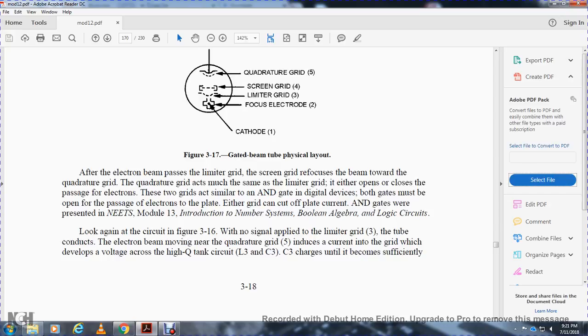Each grid can cut off the plate current. The gate was presented in the Neets module, Introduction to Number Systems, Boolean Algebra, and Logic Circuits. Look again at the circuit, figure 3-16.